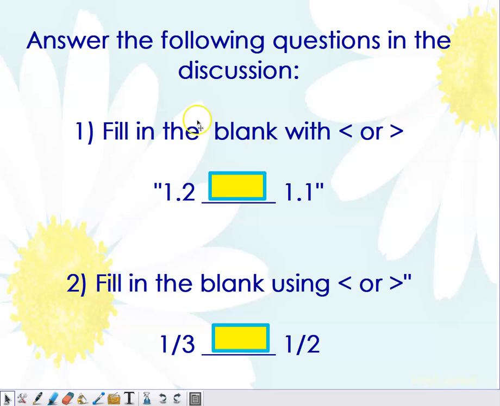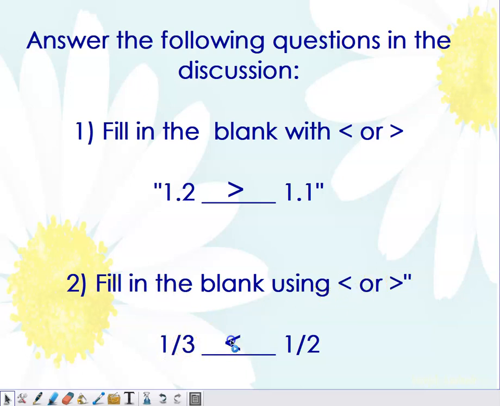Okay, by now you should have answered the discussion on the previous page. We are just going to fill in the blank with the less than or greater than symbol. 1 and 2/10 is greater than 1 and 1/10. It has 1/10 more than this one. Fill in the blank using less than or greater than.